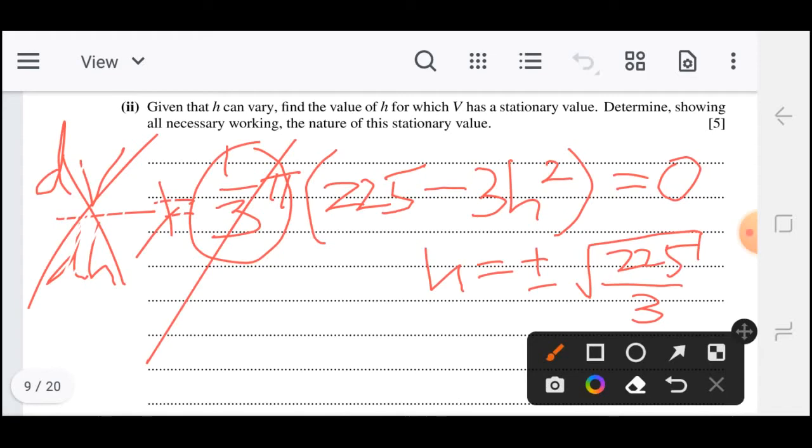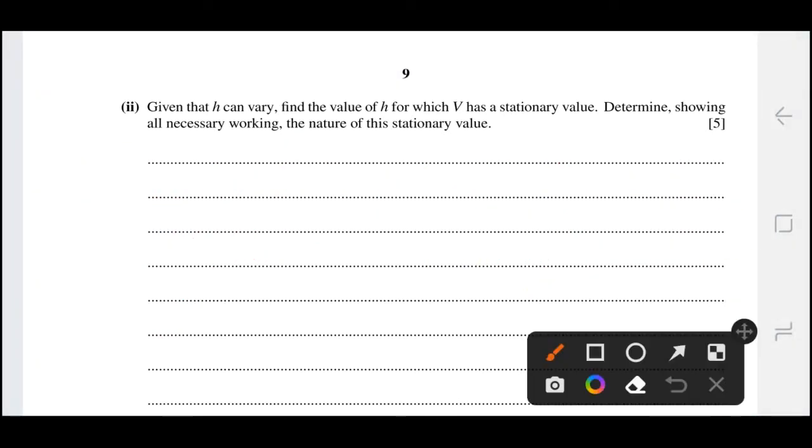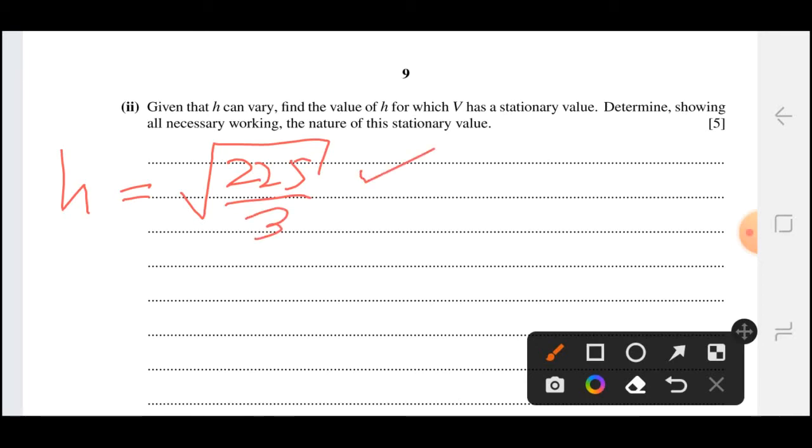Next, it says here, determine, showing all necessary working, the nature of the stationary value. So this is what we do next. Of course, since h represents the height of our cone, h cannot be negative. So we can say that h is equal to the positive square root of 225 over 3. This is our value of h.